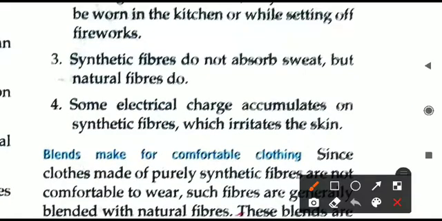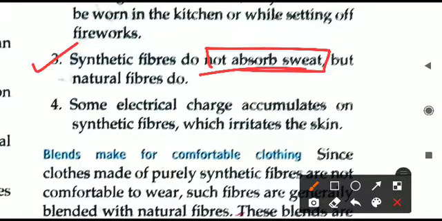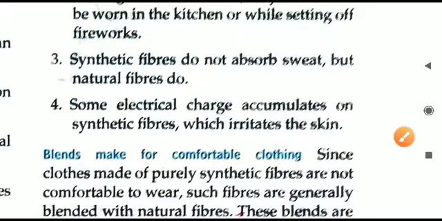Next is point number 3, synthetic fibers do not absorb sweat. That is another disadvantage. Synthetic fiber will not absorb sweat. If your body is producing sweat, this cloth will not help you in any manner. You will feel more hot comparatively. If you wear natural fiber, you will not feel that much hot in the summer season.